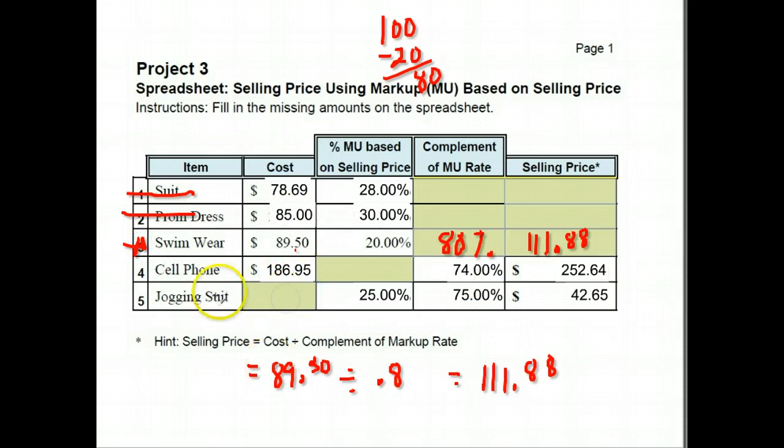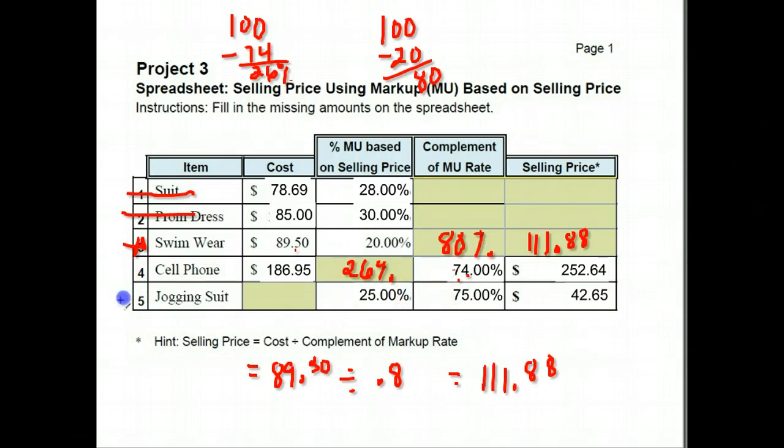Lines 4 and 5 have a little different information in them. Line 4, we need to find the markup rate when we're given the complement. That's pretty easy to do. Together, these two should add up to 100. So if you have the complement, to find the original rate, you do exactly the same thing. You just take your rate and subtract from 100, because together they should make up 100. So 74 and 26 make up 100. So that would be my markup based on selling price when my complement is 74%.